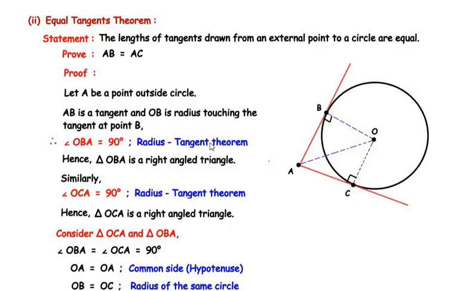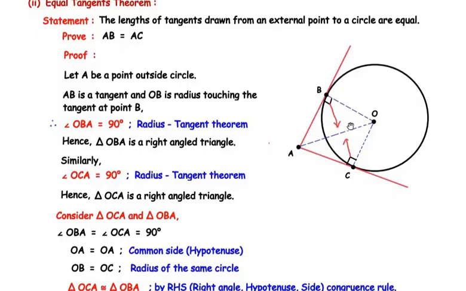That is by the radius tangent theorem. And OA is a common side to both of these triangles. OA acts as a hypotenuse because it is opposite to the 90 degree angle in triangle OBA as well as in triangle OCA. So here we have written the side OA is equal to OA, that is a common side, which is acting as a hypotenuse. And in these two triangles, the length OB will be equal to the length OC because both are radii of the same circle.